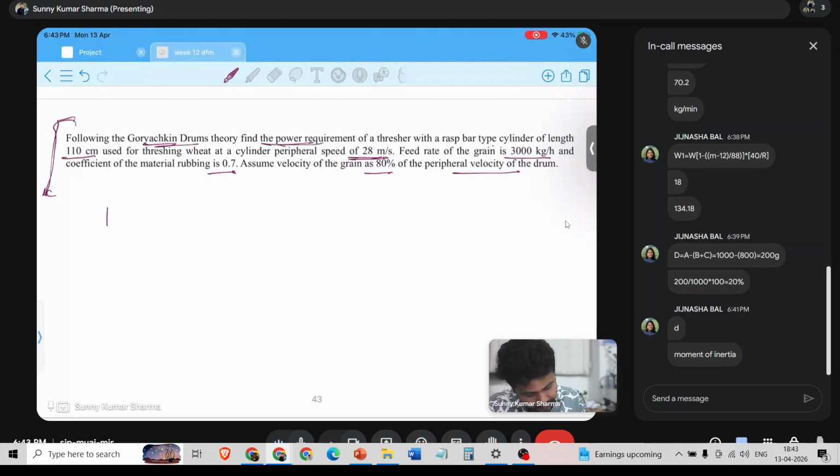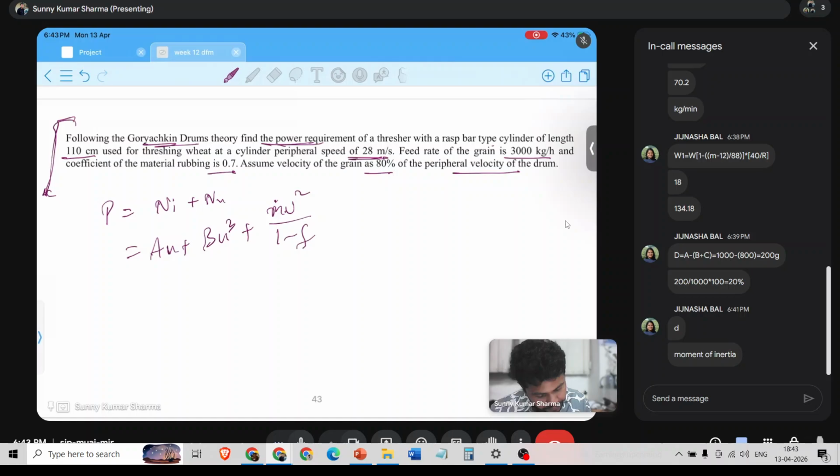So power requirement, we have discussed that it comprises of Ni plus Nu, and Ni is Au plus Bu cube, plus this useful force is m dot v square by 1 minus f. So what all things are given here? U is the speed of cylinder. So U is peripheral speed of the cylinder, which is 28 meter per second.